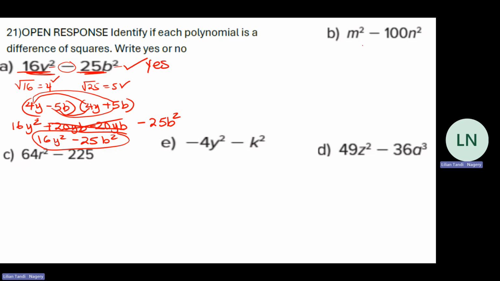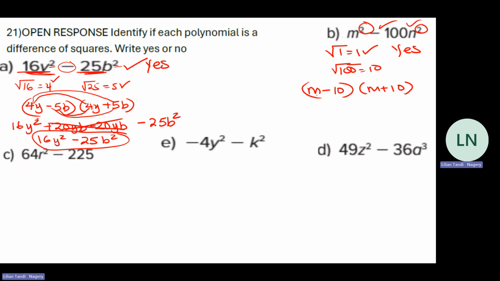So I'm going to say yes. Okay, let us look at this. My a is the square root of 1, which is 1, so it's a perfect square. Then the square root of 100 is a perfect square. Then I have square minus square, so that's also correct. So I will say, yes, this is a difference of squares. Then what will I do? m minus 10n, m plus 10n. Now let's check our work to really confirm it is yes.